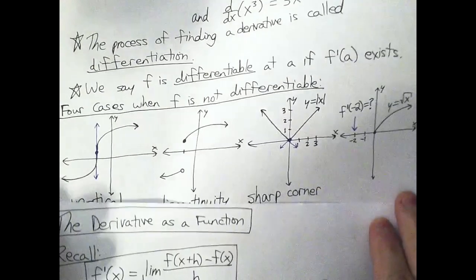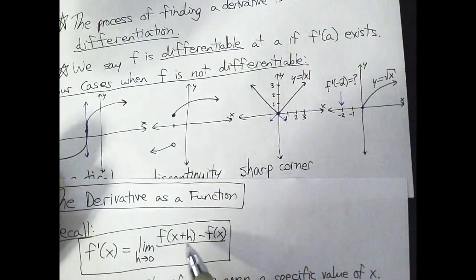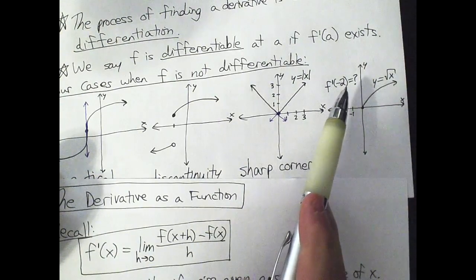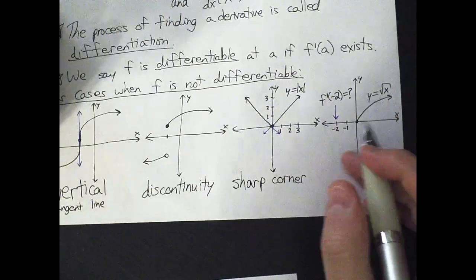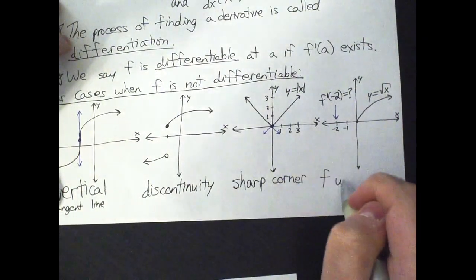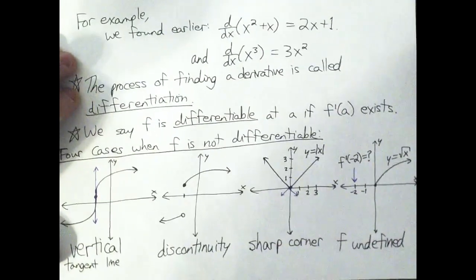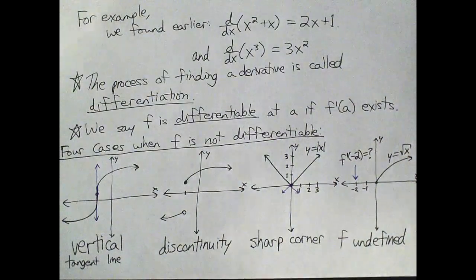I will remind you again, this formula that we are working on memorizing, the formula for the derivative, has f of x in it. So f of x has to be defined in order for it to go into this formula. If f of -2 is undefined, we can't put it in there. So this is basically the case where f is undefined. If f is undefined, then f prime is also undefined, and the function is not differentiable there.